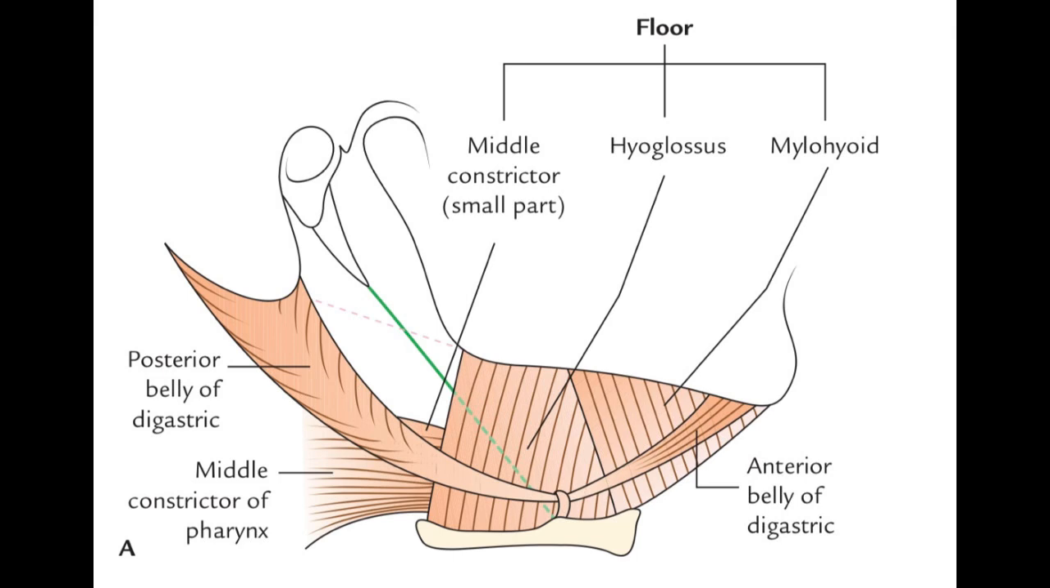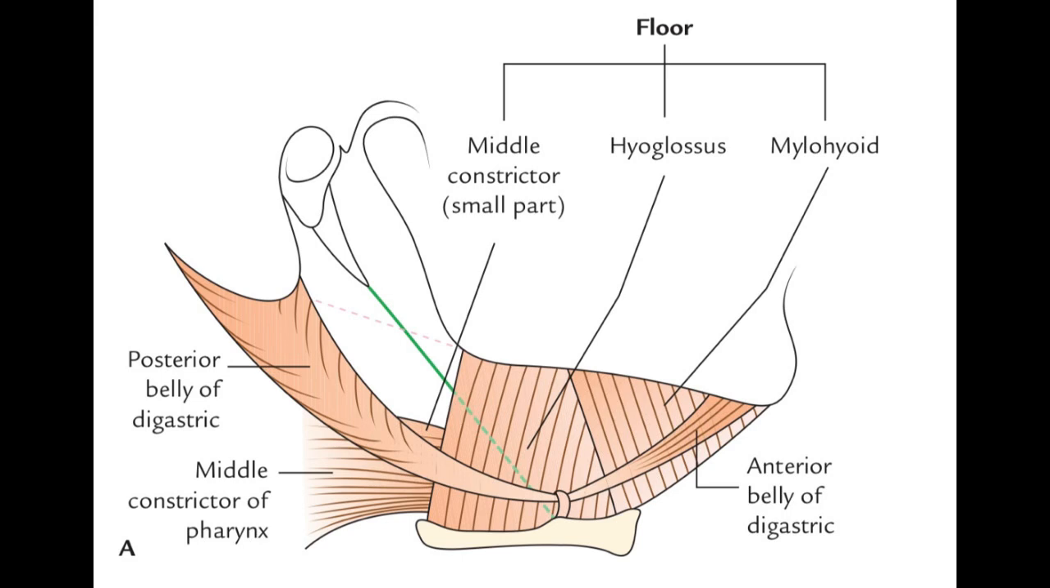The investing layer of the deep cervical fascia is split to enclose the submandibular salivary gland. So the deep investing fascia is divided to cover the submandibular gland. Don't forget, the same is done to cover the thyroid gland in the neck through the pretracheal fascia. First of all you have the investing layer of deep cervical fascia, then inside you have the pretracheal fascia and the prevertebral fascia.